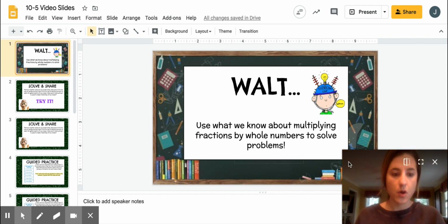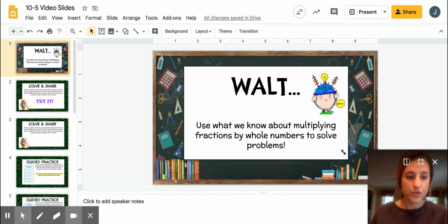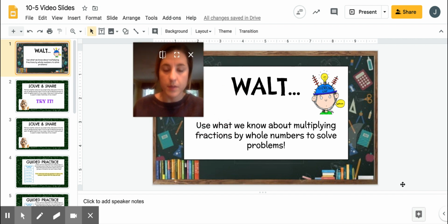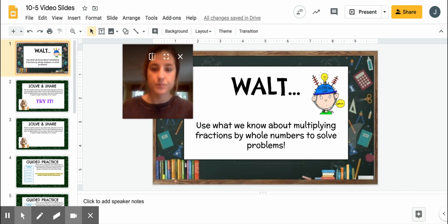Everyone, okay, we are going to walk through math super slow today because it is problem solving and I want us to take it step by step. So let's read the wall. We are learning to use what we know about multiplying fractions by whole numbers to solve problems. So we are going to be solving word problems.